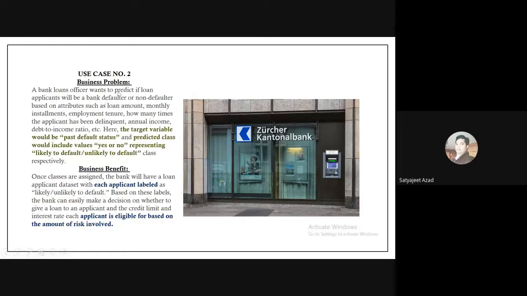We want to predict whether XYZ person will default or non-default. I mean, you have to predict it based on certain attributes. Some attributes a typical bank sector captures are, for example, loan amount, monthly installment a person is providing, employment tenure, how many times the applicant has been delinquent, and annual income. These are some features basically. Based on that there is a class level called default and non-default. Okay, so this is how you can build a classification problem.